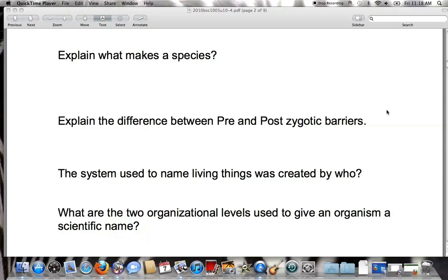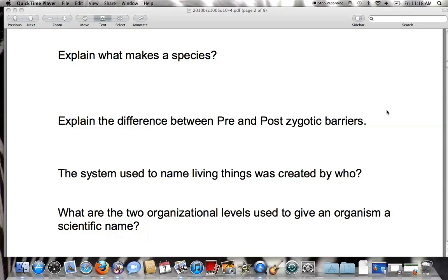So that's not a demonstration of reproductive success. So to make a species, the organism has to be able to reproduce and give off fertile offspring.